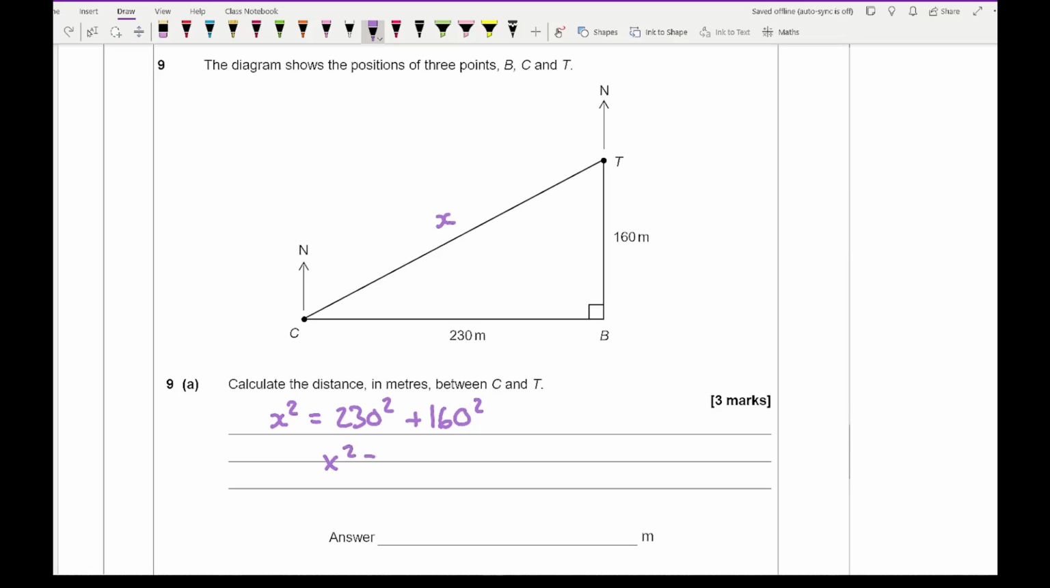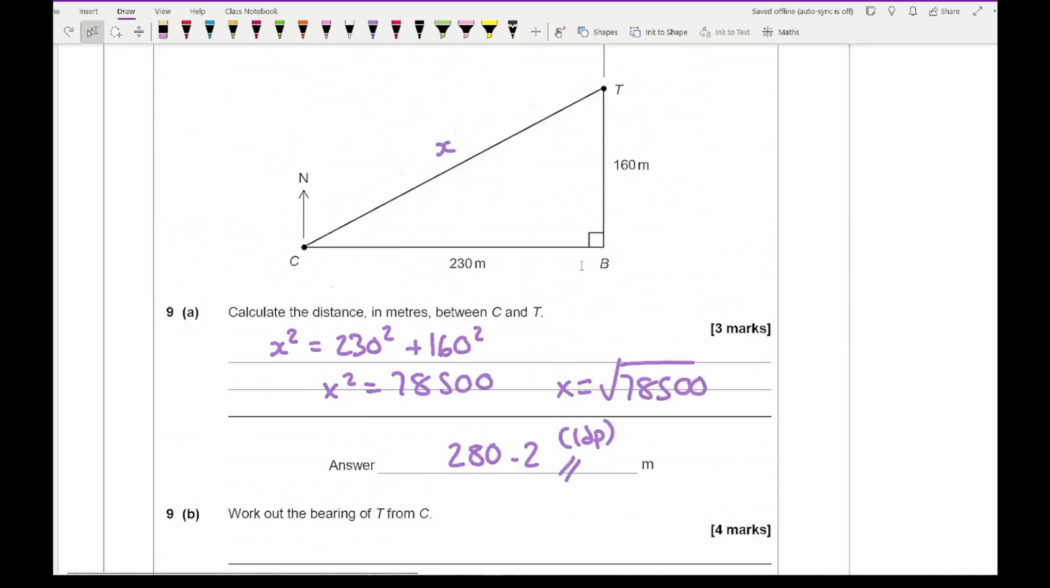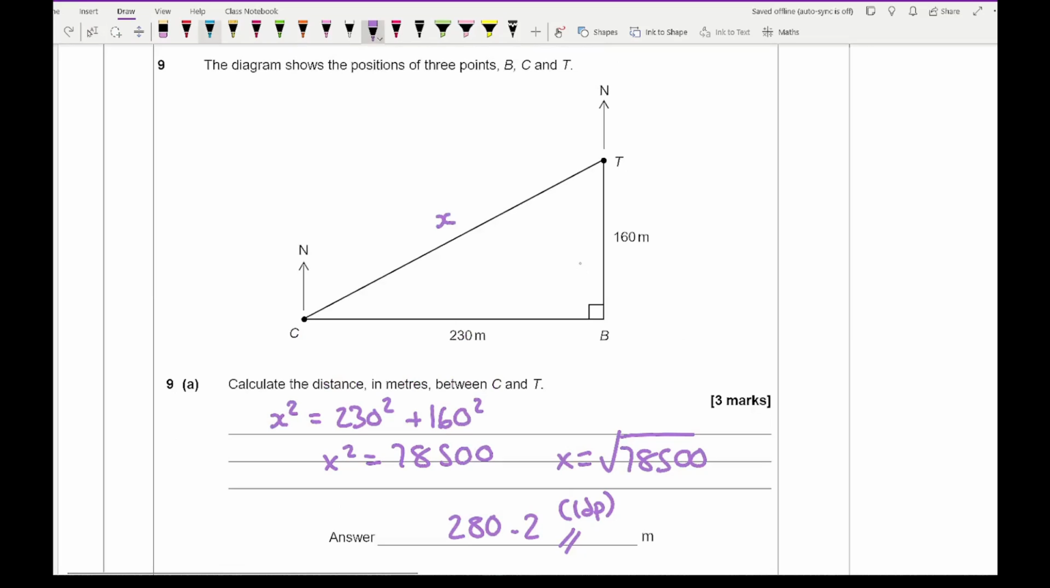So x squared equals 78500. So then x equals the square root of 78500, which gives me an answer of 280.2, and that's been rounded to 1 decimal place. Then moving on to 9b, it says work out the bearing of T from C. So then if I go back to the diagram, I'm wanting T from C, I'm actually wanting to know this angle here. So if I just call that Y, well, let's call it C.